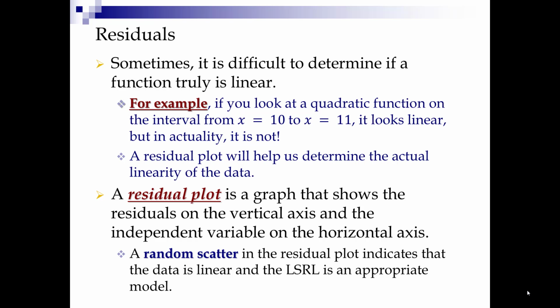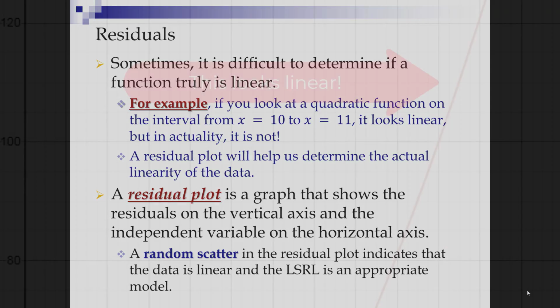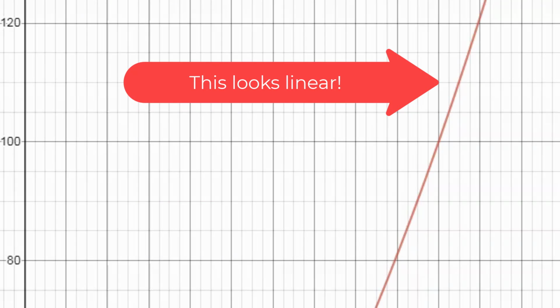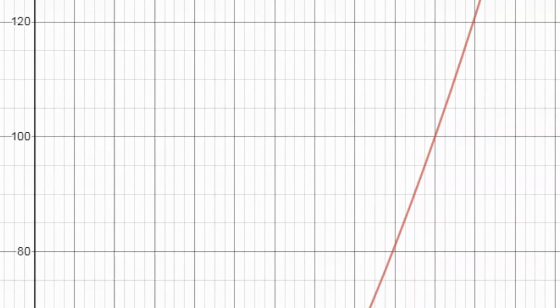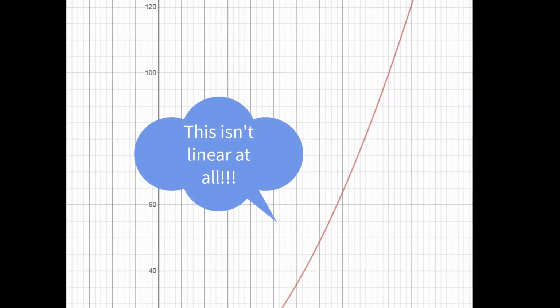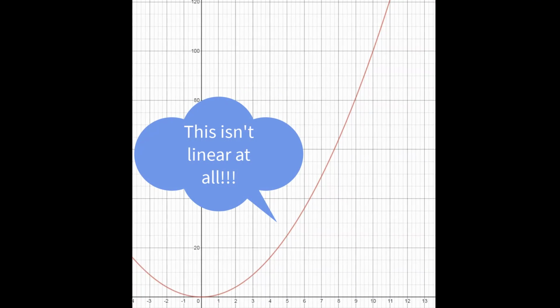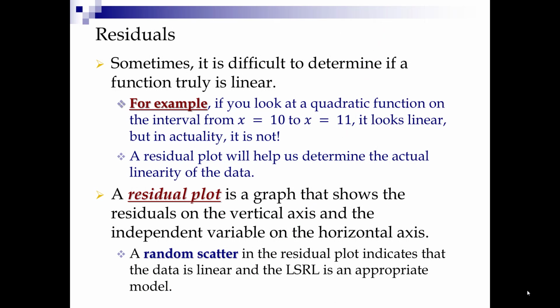Sometimes it's difficult to determine if a function truly is linear. For example, if you look at a quadratic function on an interval from 10 to 11, it actually looks linear, but in actuality, it's not. So a residual plot will help us to determine the actual linearity of the data. A residual plot is the graph that shows the residuals on a vertical axis and the independent variable on the horizontal axis. A random scatter in the residuals indicates the data is linear and the LSRL is an appropriate model.